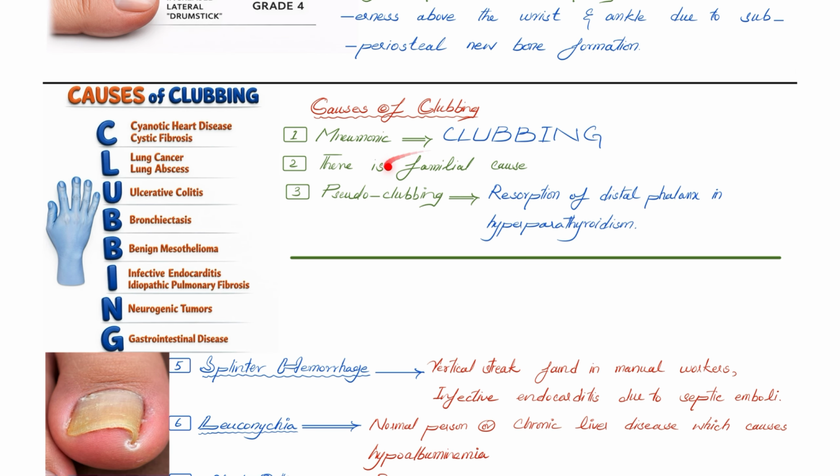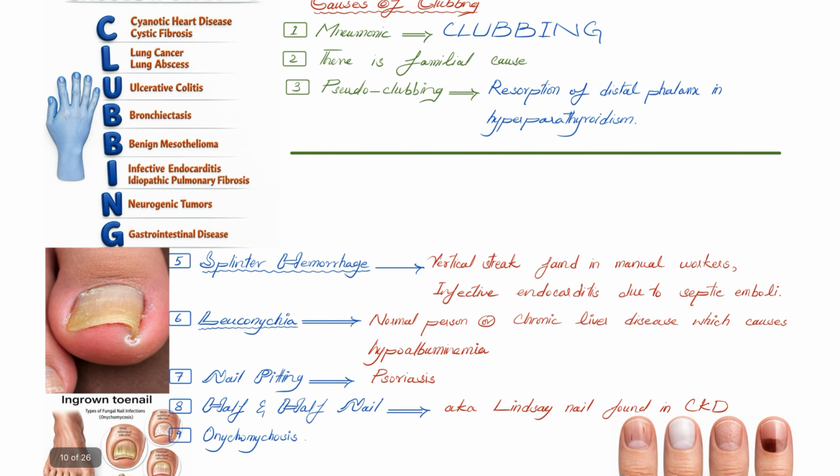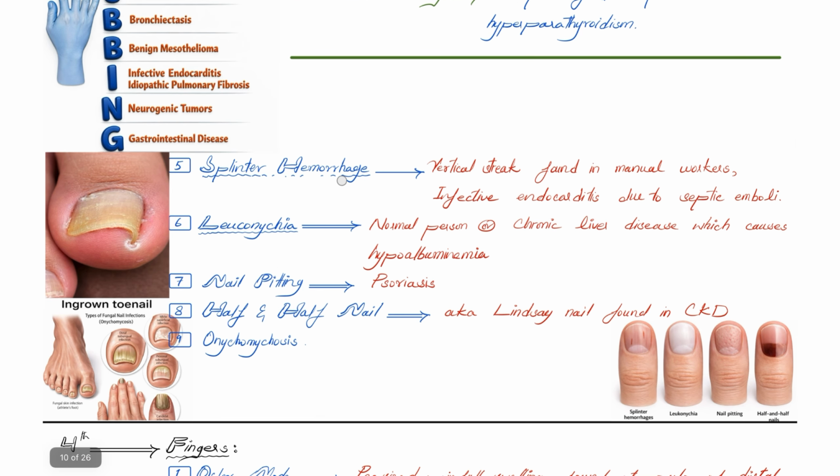And there is another called pseudoclubbing. It occurs in hyperthyroidism due to maximum resorption of the distal phalanx. However, the patient does not have the causes of clubbing as you see in the mnemonic clubbing. Another abnormality that you can see in the finger is a splinter hemorrhage.